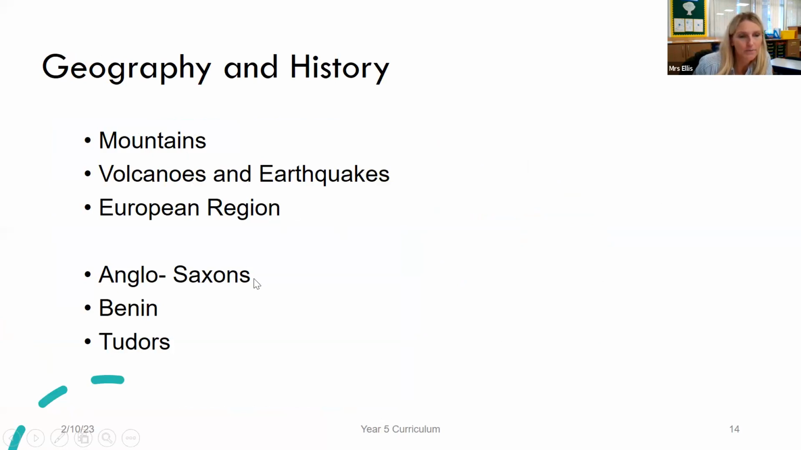Then we'll look at the Anglo-Saxons before Christmas. We'll go back to looking at volcanoes and earthquakes, which builds on what they've learnt in Year 3, because they did cover volcanoes and earthquakes in Year 3. So we'll build on that. Then we look at a subject, Benin, which is an African civilization that we look at. We have a European region at the end of the summer, and then we look at the Tudors right in the summer too.